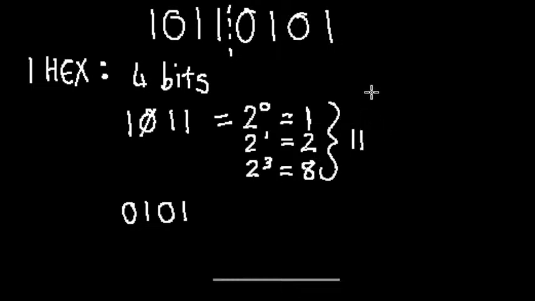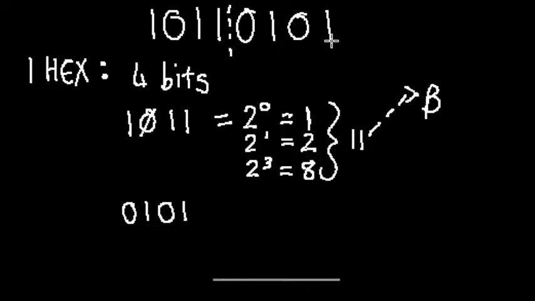What is 11 as a hex? I'm just going to check the chart. I think it's B. That is correct. It is B. So we're going to write here B.